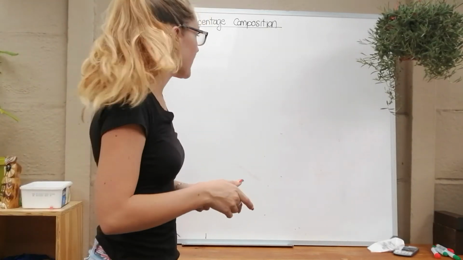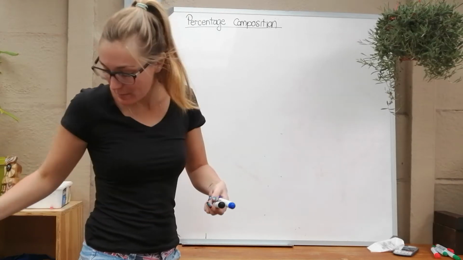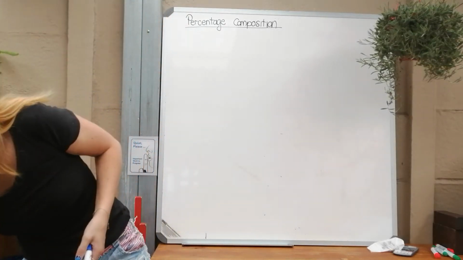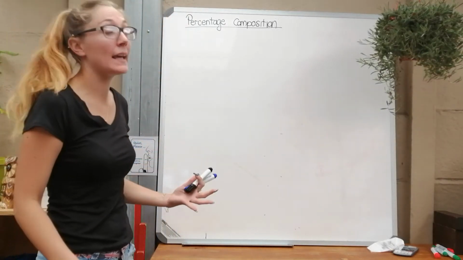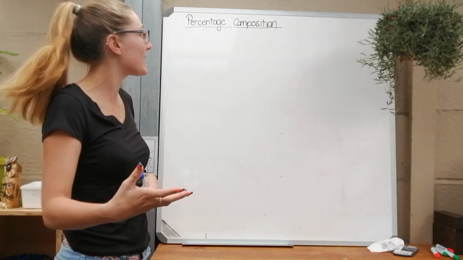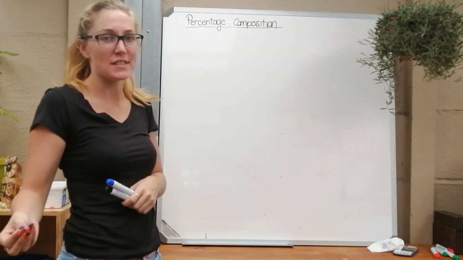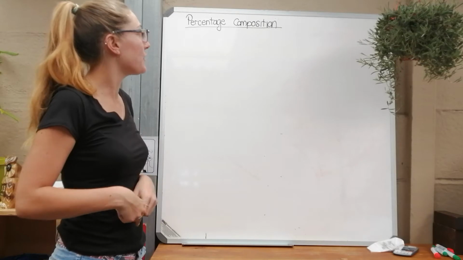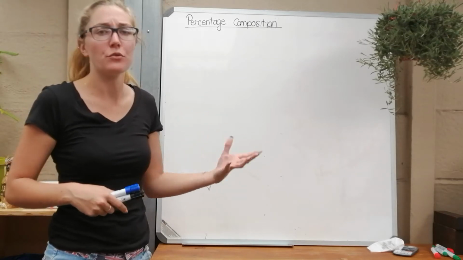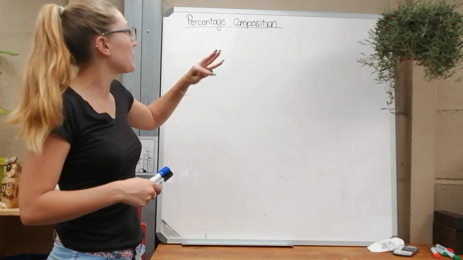Guys, so today we're going to look at percentage composition. This is basically the reverse of what we were doing when we were determining the molecular formula of a substance. Remember, with molecular formula, you're given the percentage composition usually, and then you have to determine what the actual chemical formula of the compound is. Now we're going to do it the other way around.